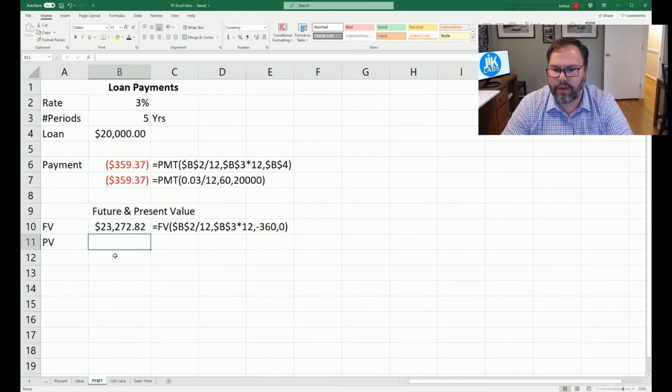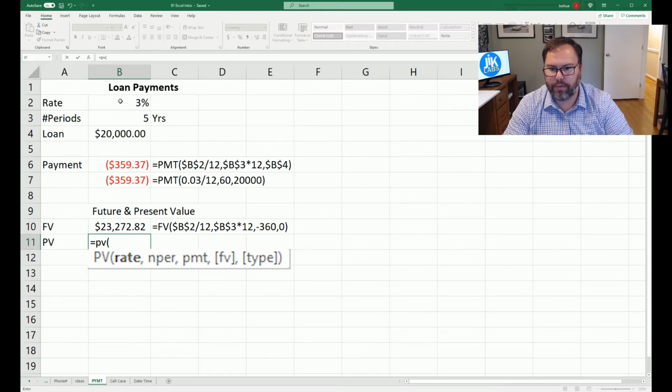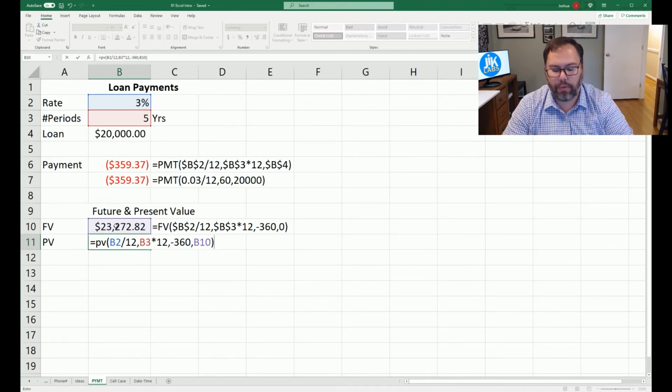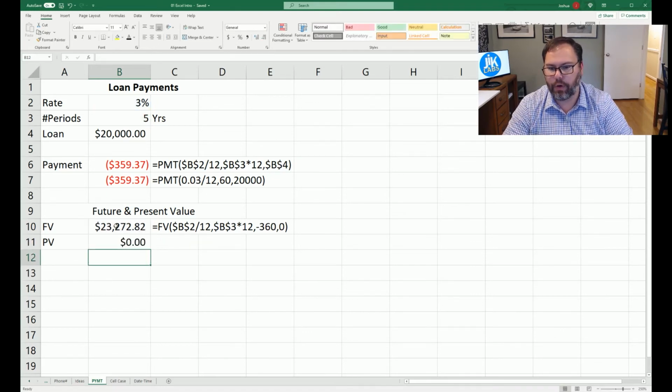Present value is going to be the same exact thing, but it's going to tell you what is the value today of a future sum of money. So we're going to hit equals, and it's present value, PV. The rate is still going to be 3% divided by 12. It's going to be 5 times 12. Payments are going to be minus 360 as we used in that equation just above, and the future value is going to be the 23,300, or I'm rounding, and we're going to close out those parentheses. Now when we hit enter, we should see 0, which we do.